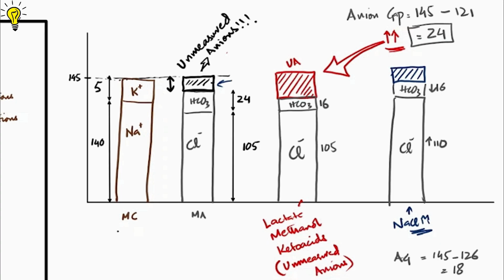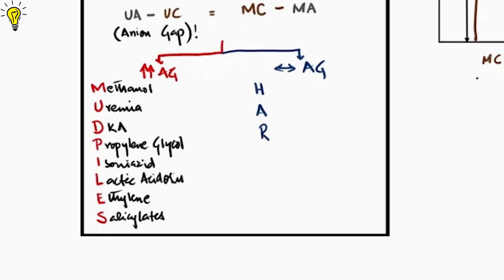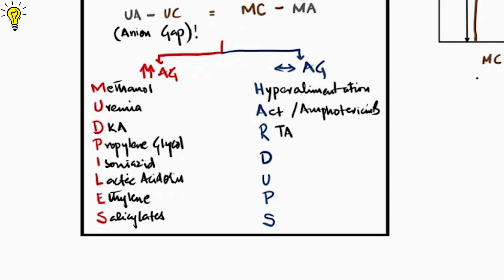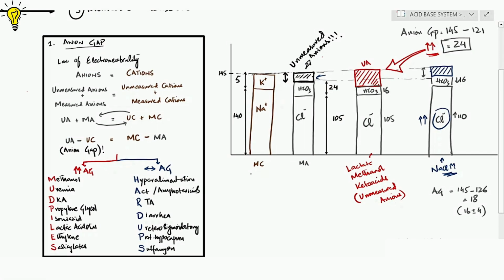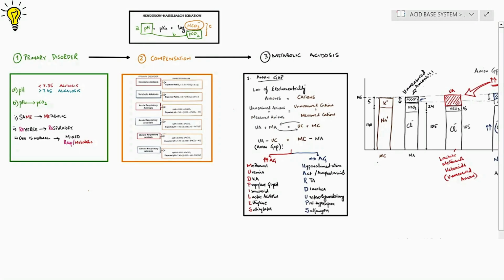If it is then normal anion gap acidosis, we use the mnemonic HARDUPS to reach the diagnosis. The possible causes are hyperalimentation, acetazolamide, amphotericin B, renal tubular acidosis, diarrhea, ureterosigmoidostomy, where bicarb is lost and chloride is retained in the body, or of course too much sodium chloride given. Now that we've learned the steps and how to apply the anion gap to check causes in metabolic acidosis, let's get straight to interpreting ABGs practically.